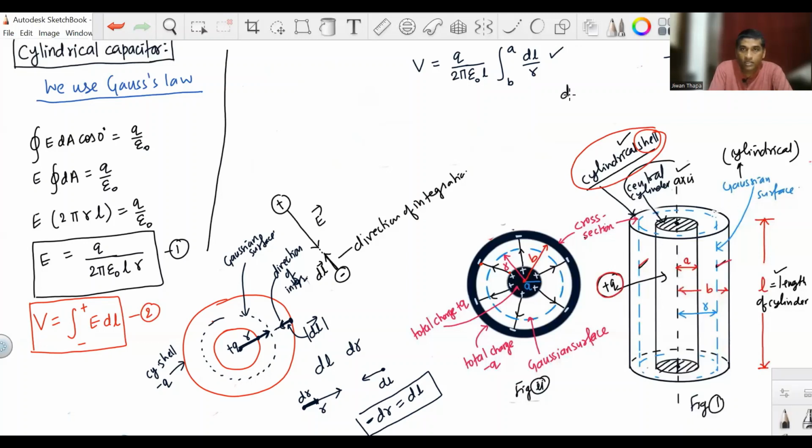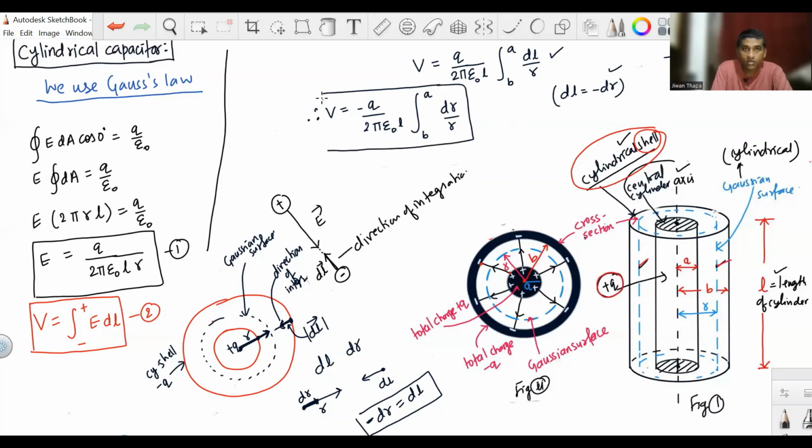So we use this dl equals minus dr. Therefore, we can write V equals minus Q by 2 pi epsilon 0 L integration from B to A dr by R. So we are using this, okay? Clear? So we have this.